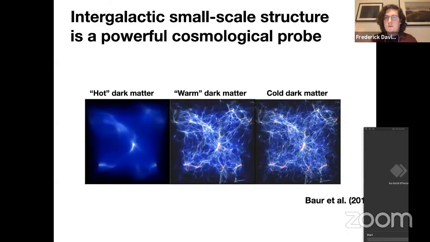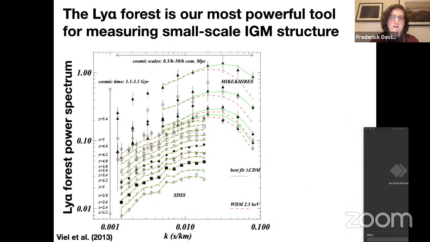Whereas for hotter alternative dark matters, there tends to be some kind of small scale suppression, usually invoked to try to explain missing satellites or something like that at redshift zero. But it's also something that affects more broadly the intergalactic medium. And other alternative dark matters like fuzzy dark matter generically produce a similar effect. Usually the way that people study small scale structure in the IGM is by looking at the Lyman alpha forest. So there's been a whole industry of doing this for many years now.